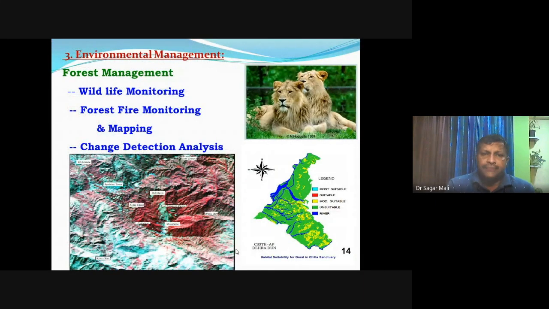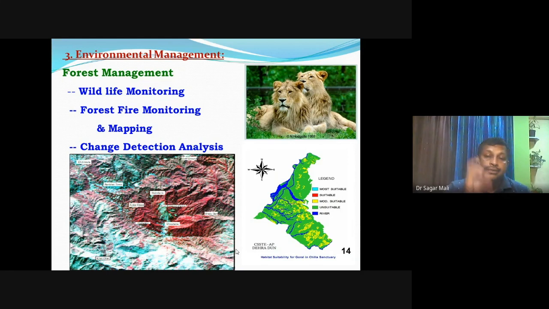Another important aspect is environmental management. In that, forest management is very important. In forest management, we can use remote sensing for wildlife monitoring. We cannot see the animals in the imageries, but by looking at the forest cover, we can identify their habitat. Normally, dense forest is the habitat of carnivorous animals, and herbivorous animals live in grassland habitat. So like that, we can identify their natural habitat by looking at the density of the forest.